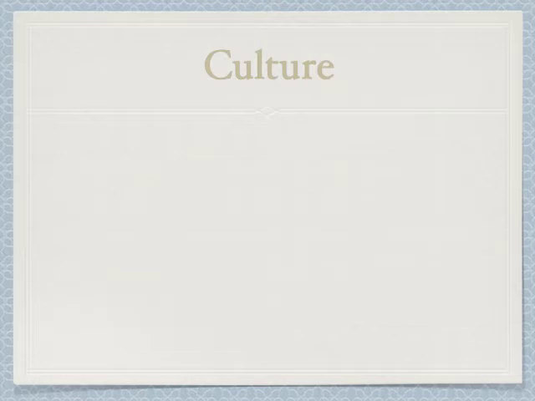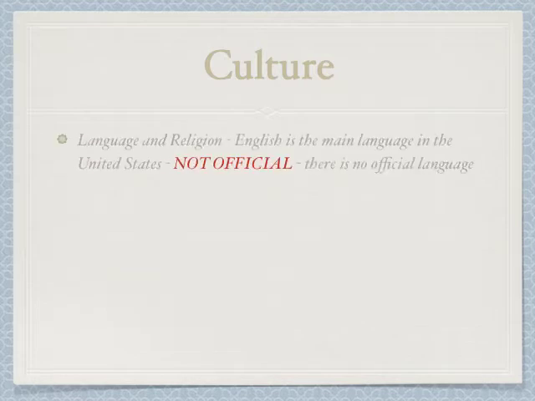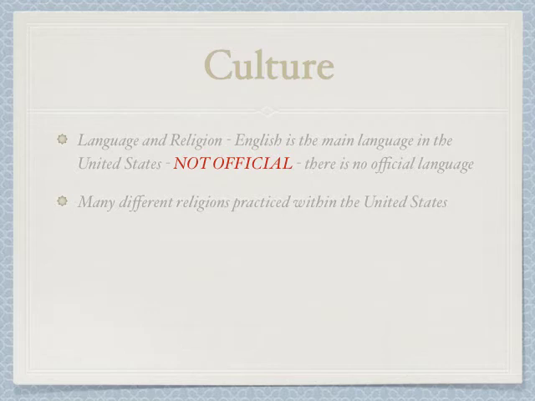The culture of the United States. First off, language and religion. English is the main language in the United States, but it is not an official language. There is no official language in the United States. Just because it's the norm or the most common does not mean it is the right and only language that we should speak. Many different religions are practiced within the United States, thanks to our First Amendment for allowing freedom of religion.